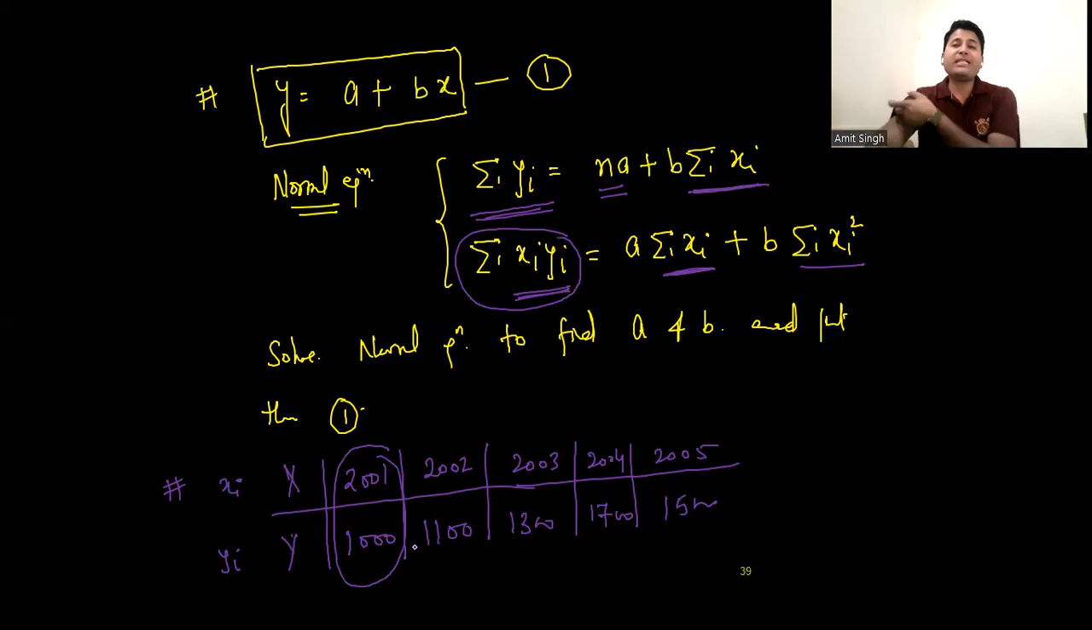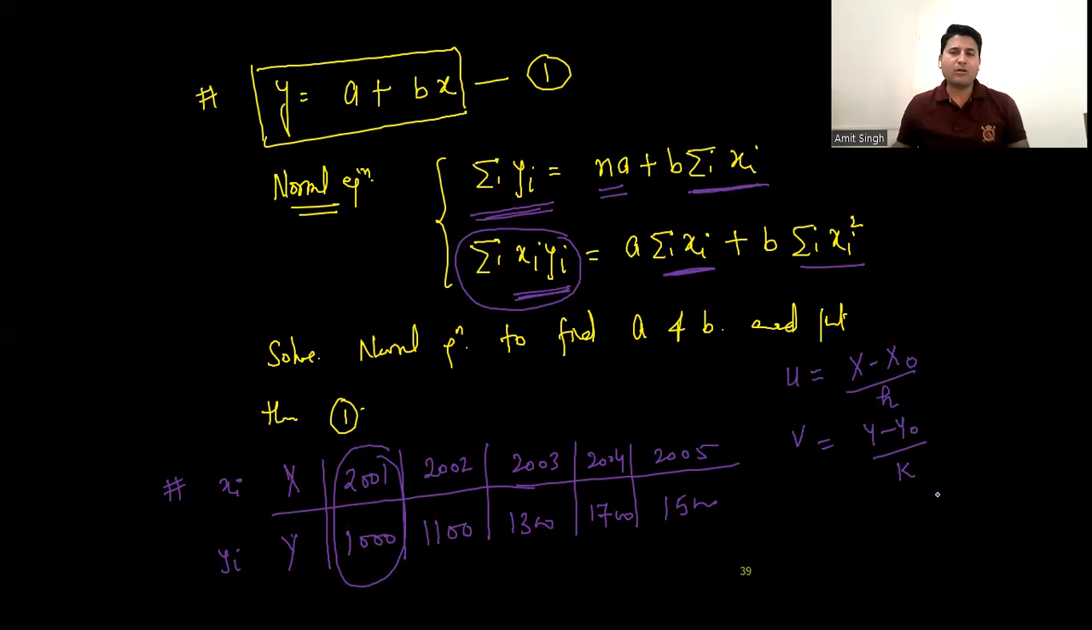What I mean by change of scale and change of origin: in place of x and y, we define two new variables u and v. Suppose u is x minus some x0 upon some h, and v is y minus y0 upon some k. x0 may be anything, y0 may be anything, h and k are also anything. The central value is 2003, and generally we subtract the central value. So if I make u and v, the first entry will be -2, second will be -1, third will be 0.